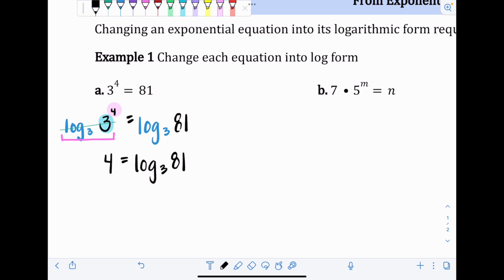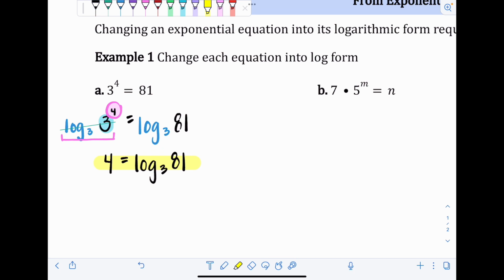So what we need to do to cancel out an exponential is use a log. Once we do that, you're going to be left with just the exponent part of the exponential left over. The log and the exponential itself, the base, will cancel each other out. So altogether we have 4 equals log base 3 of 81.